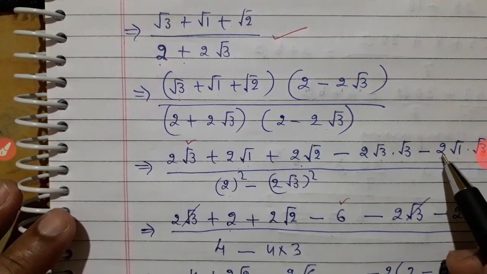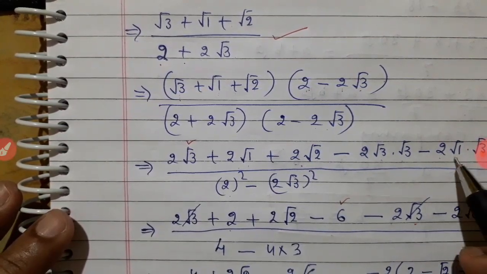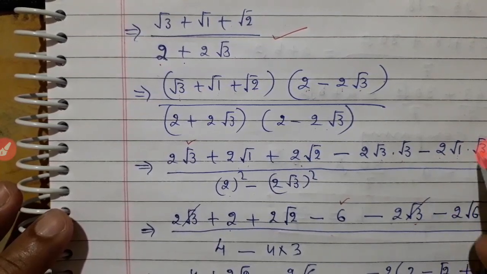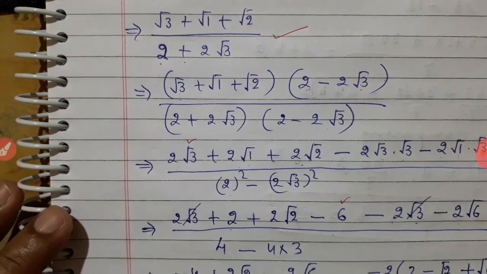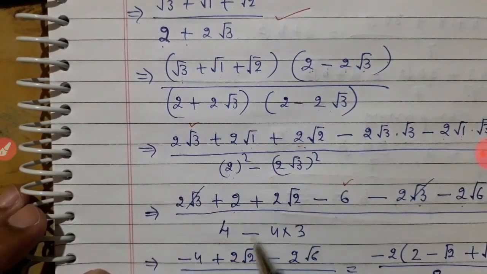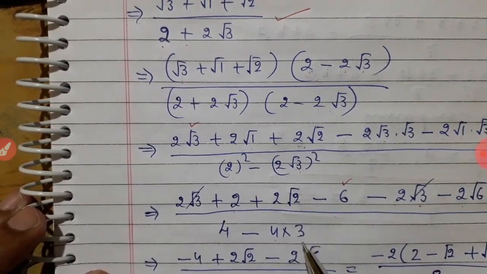Here 2 is 2, and then root 3 will become, if you multiply root 3 with root 1, or root 1 is 1, so 2 and 2 root 3. Then here 2 and root 2 into root 3, they are of the same order, so we can multiply, so 2 times 3 is 6. And then in the denominator 2 squared is 4 minus, and again here 2 squared is 4, and root 3 into root 3 will become 3.